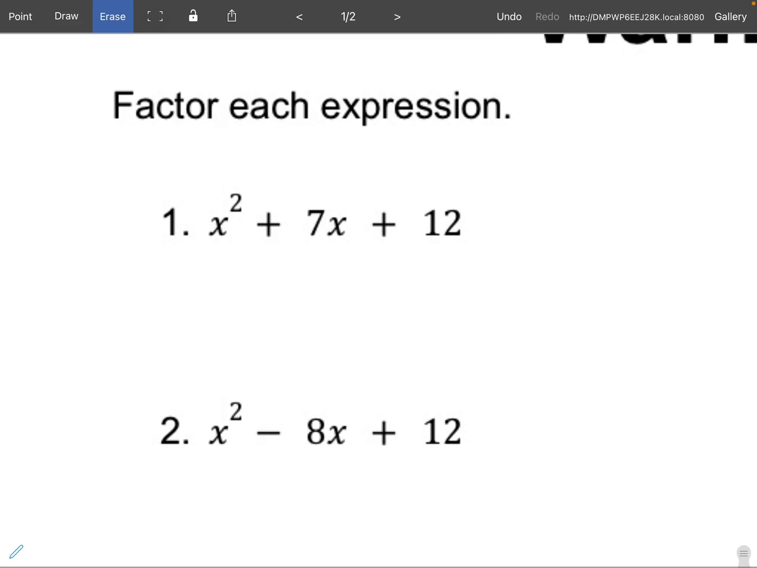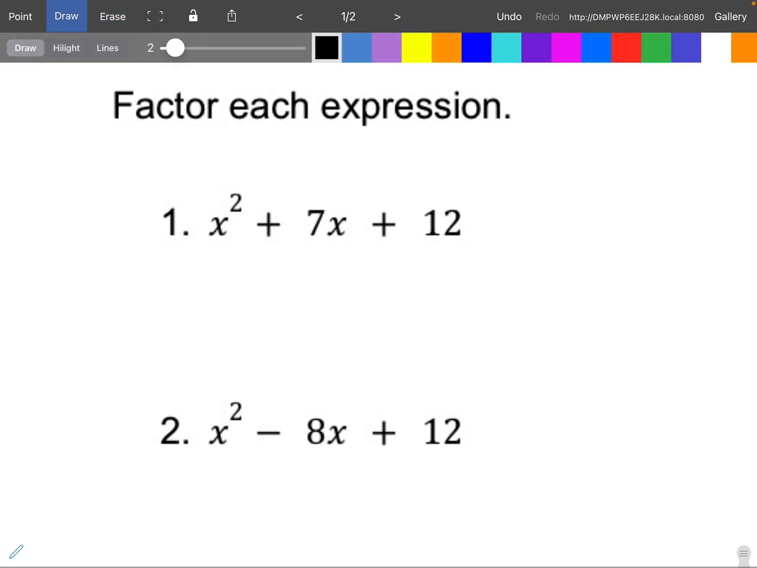So for number one, I see that I have a trinomial that begins with x squared. Therefore, when I factor it, I know I'm going to have two parentheses that both begin with x. Now to figure out the numbers that need to go in there, I'm looking for two numbers that multiply to give me 12 and then add to give me 7. To multiply to give me 12, I only have a few options: 1 times 12, 2 times 6, and 3 times 4.